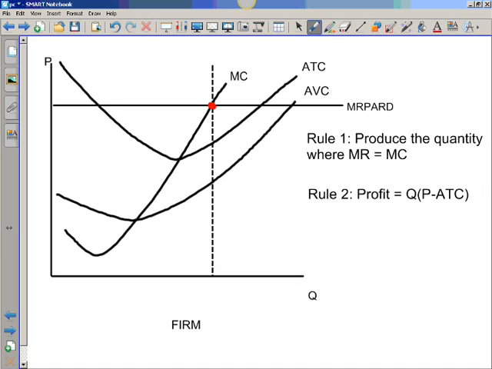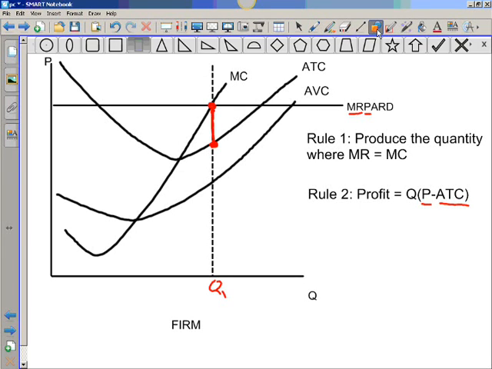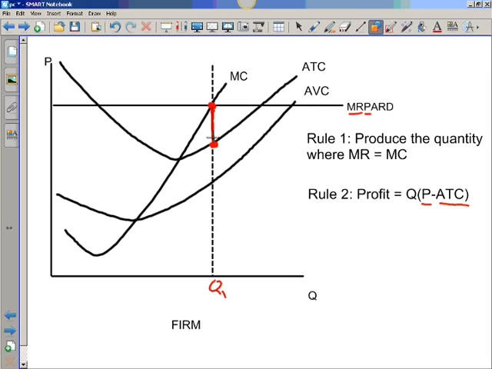Our second rule was that profit is equal to price minus average total cost. Well, price is found on the marginal revenue curve, and then here is average total cost for the quantity that we're going to be producing. So the profit per unit is price minus average total cost, but we didn't just produce a single unit, we produced all of the units up to this quantity. So our profit could be shown on the graph as price minus average total cost times the quantity. This shows us the exact amount of the firm's profit.